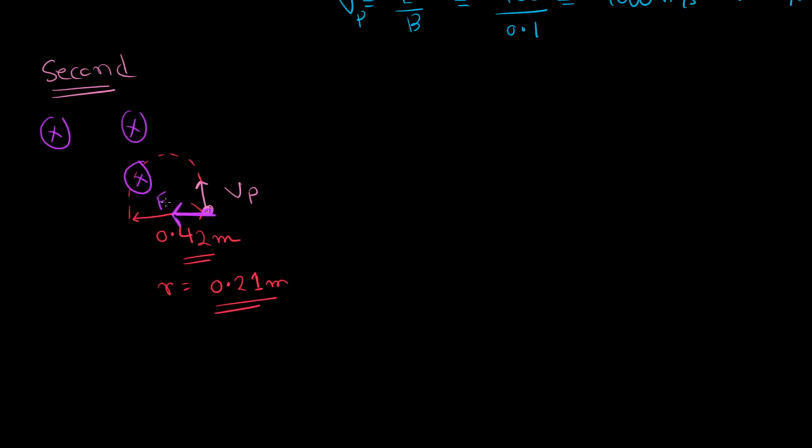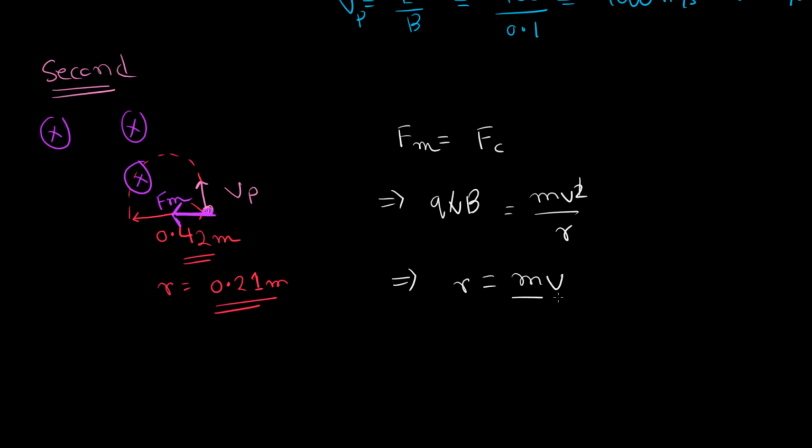So this is the Fm. So you can see that the Fm, magnetic force, is nothing but the centripetal force. Centripetal force formula is mv square by r, and Fm was qvb. Again, I omitted the sine theta because we already know the value of that. From here we get r equal to mv by qb.